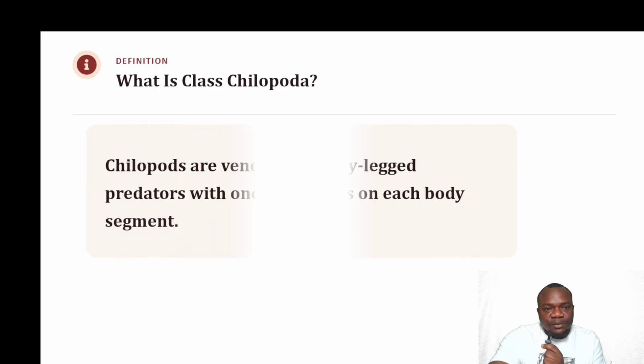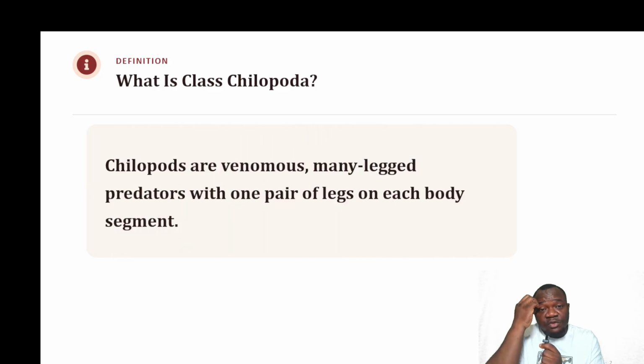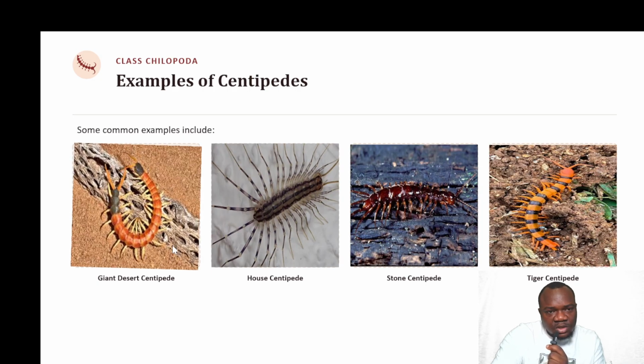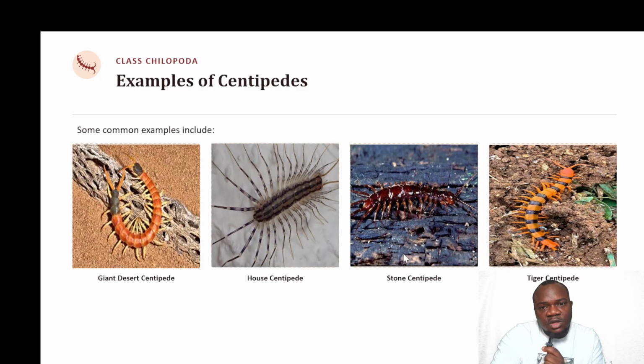Okay, so now chilopods are venomous and they are known as predators. Predators are those animals that have quite an advantage over other lesser animals and they prey on those animals. And they have one pair of legs on each body segment. Okay, so I'm going to give you some examples of centipede. You have a giant desert centipede, a house centipede, a stone centipede, and a tiger centipede. I think I've seen this stone centipede before, but I've not seen a tiger centipede.